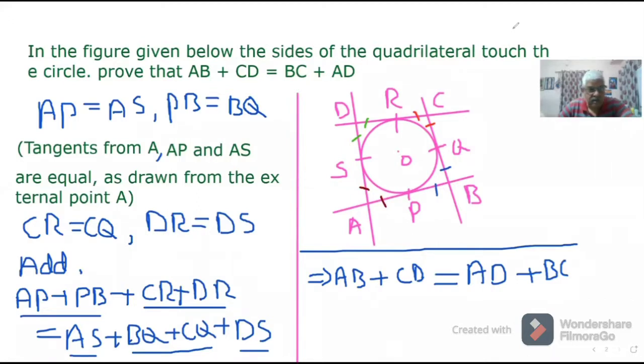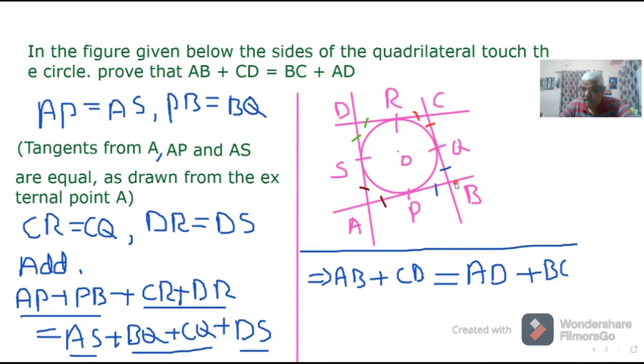Here, the second problem given for you: in the given diagram, the sides of the quadrilateral touch the circle. Prove that AB plus CD equals BC plus AD. So now, according to that, the diagram is taken and I considered the tangents from an external point to the circle. C is an external point, so CR equals CQ. D is an external point, so DS and DR are equal.